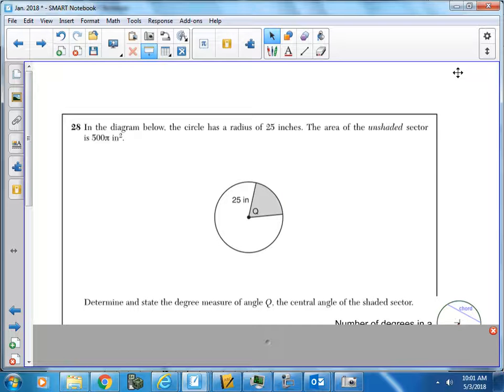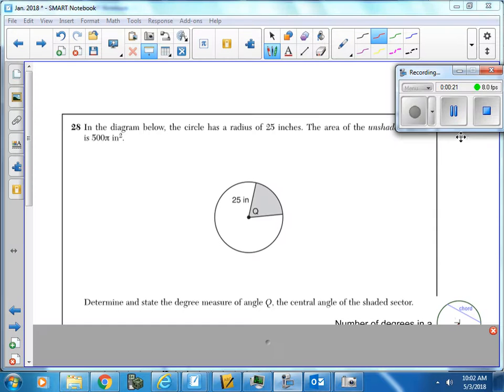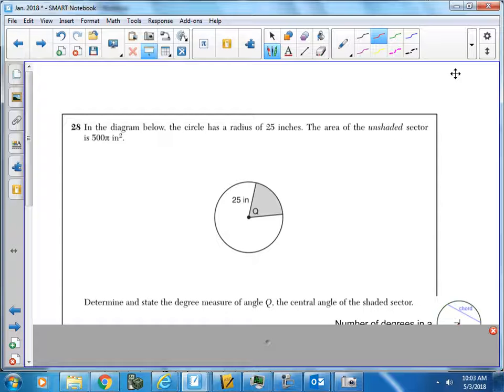Okay, we're going to start going over problems 28, 29, and 30 of the 2018 geometry exam. All right, so let's go ahead and read the question. So take a second and read the question, and I'll be right back. Okay, now hopefully you've read the question, and I'm going to read it again.